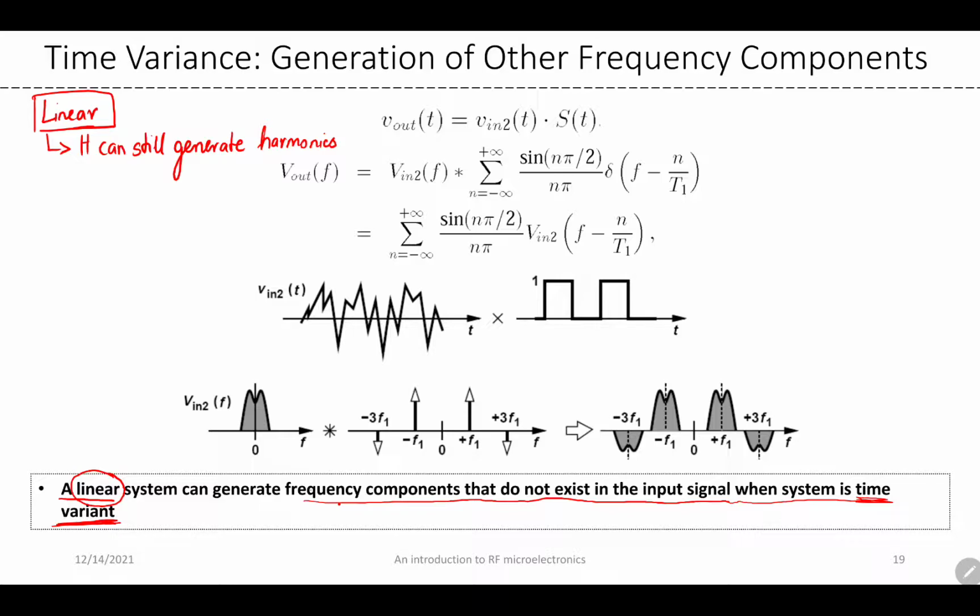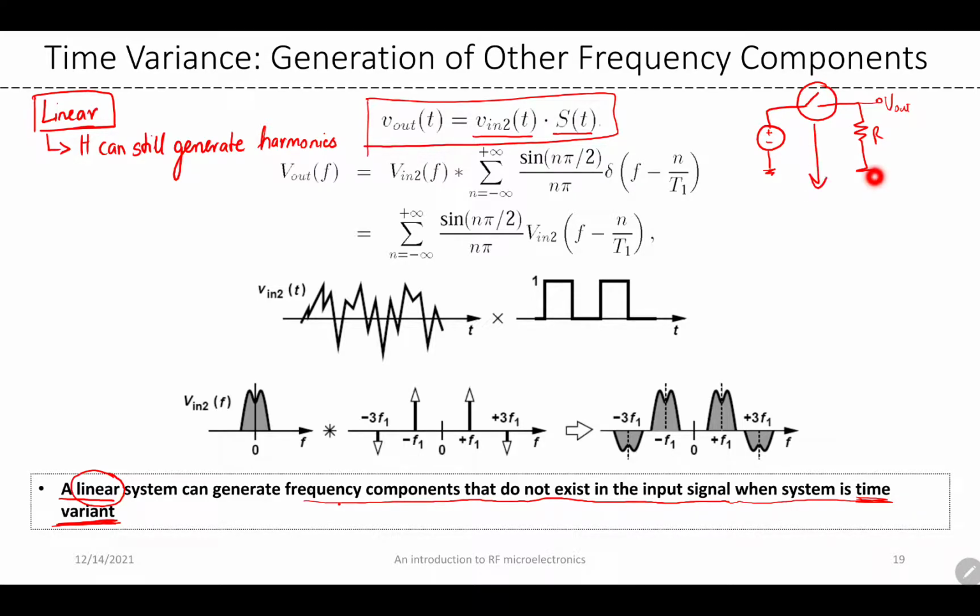And if we look at the maths, we know that V out is V in times S of t. And what is S of t? S of t is nothing but a switching function, because V in 1... So if this is your input, and this is your switch, and this is your R, and this is your V out. So this is nothing but a switch. So this switch will have a switching response, right? Maybe a switch train or something.